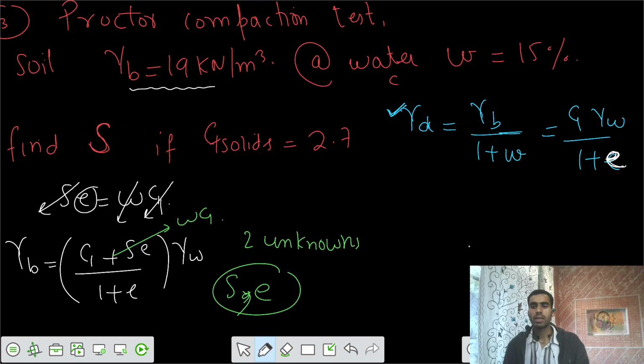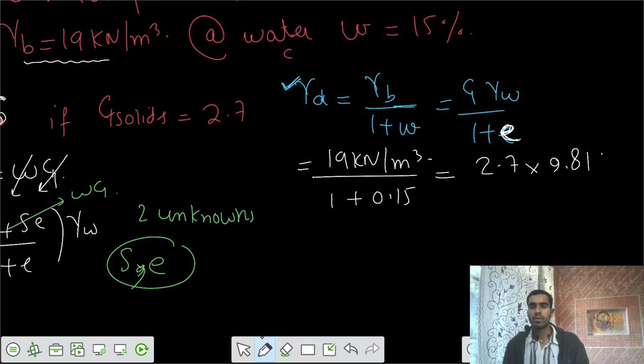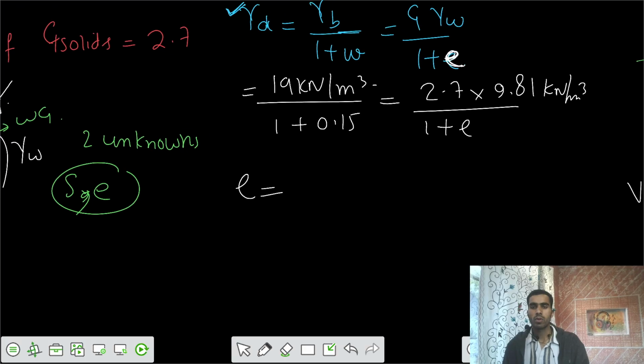Once I get the void ratio e, I can get the value of S. Do you see that? So if I substitute those values in the equation, 19 kilonewton per meter cube is your gamma bulk divided by 1 plus water content, 1 plus 0.15. That should be equal to 2.7 times gamma W, 9.81 kilonewton per meter cube, divided by 1 plus e. So your value of e can be solved as 0.603. So your void ratio we got.